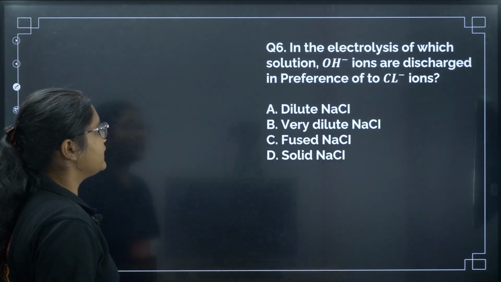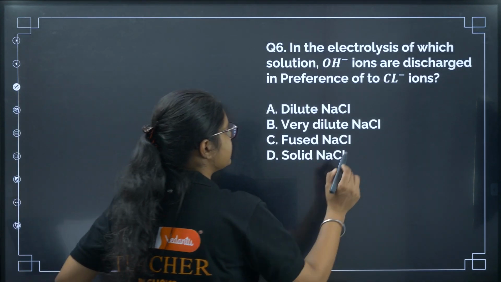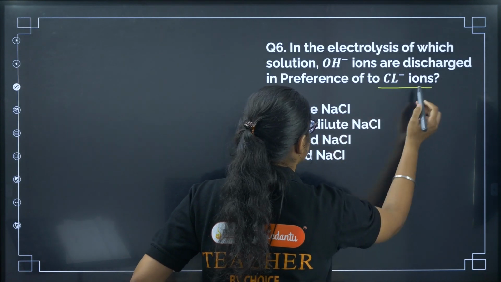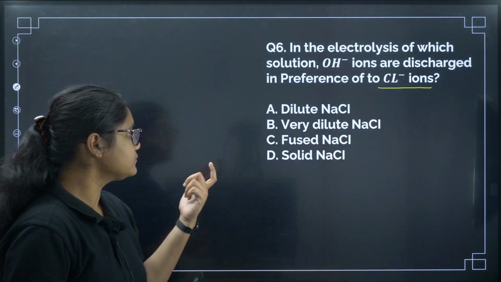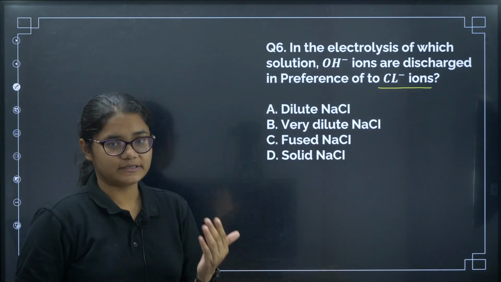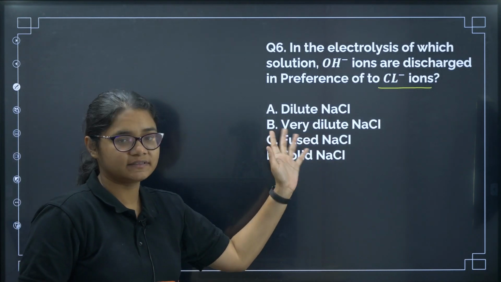Next one, in the electrolysis of which solution are OH minus ions discharged in preference to Cl minus ions? So that means in which case will OH minus be oxidized instead of Cl minus.